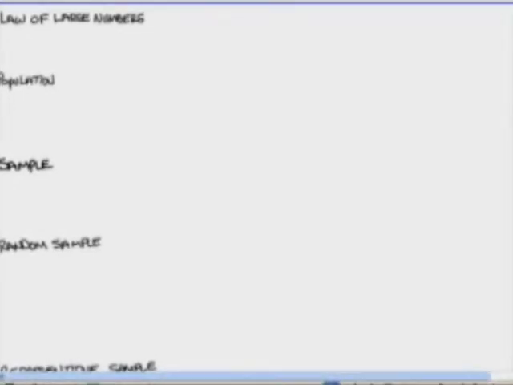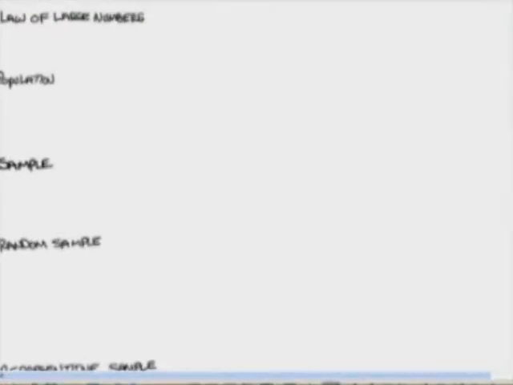Now, that gets to this idea of population and sample. A population is a group that includes every member of some type. So if I want to know about the population of AUM freshmen, I would have to go get a list of every single AUM freshman. It'd be every one of them. A sample is just a subset of a population. So it's some of the freshmen.